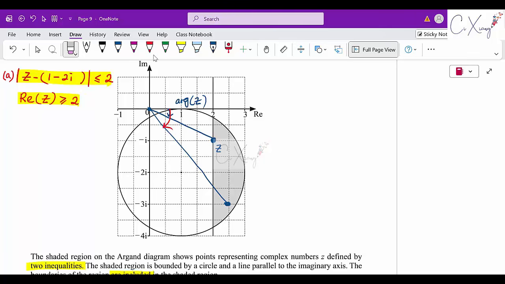All the arguments that we draw are negative angles. So to get the least value means that you need to make sure that the z is low enough to get the most negative argument. So where's the most negative argument? By right, it should be this one. This is the lowest point of the z.